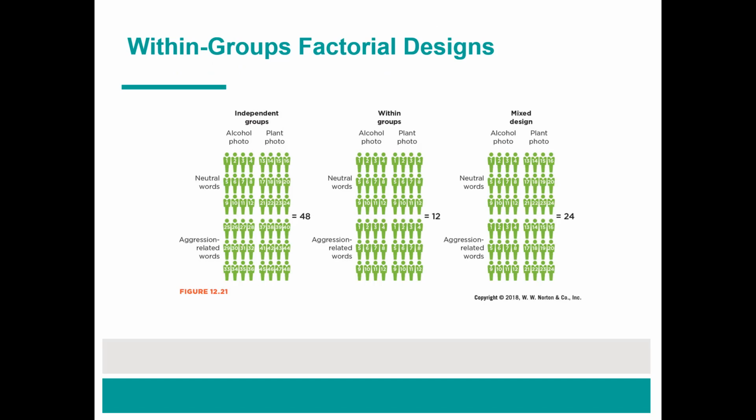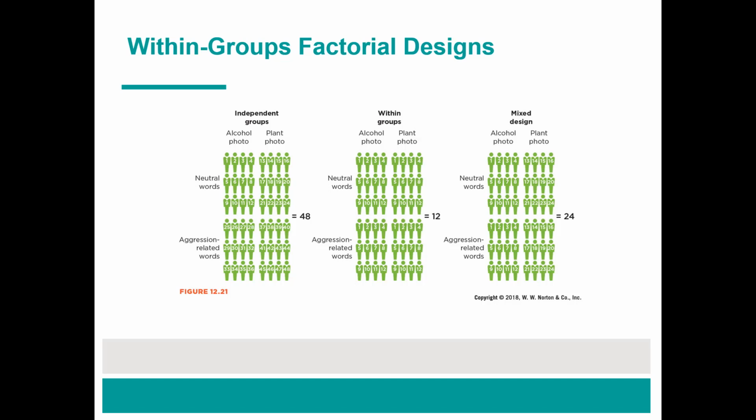In within groups factorial designs, also known as repeated measures factorial designs, both independent variables are manipulated within groups. Thus, if you have a 2x2 within groups design, there's only one group of participants, but they participate in all 4 groups or cells, one at a time. For example, if you wanted 50 participants in each cell or condition, you'd only need 50 total participants, because each of those 50 people would be in each of the 4 conditions.